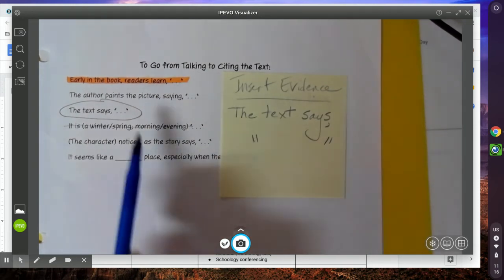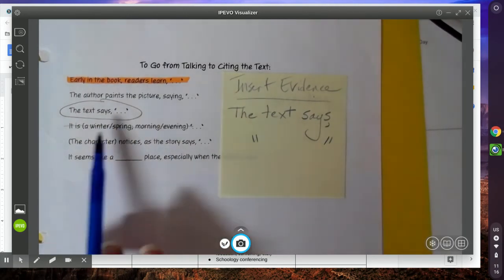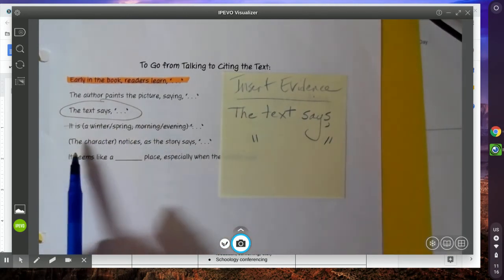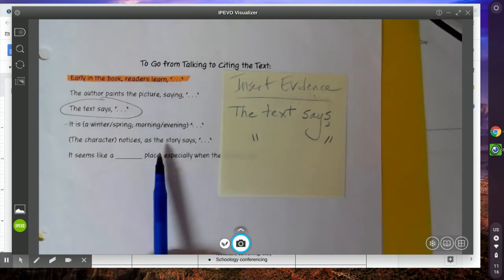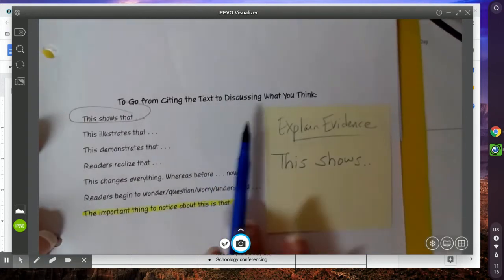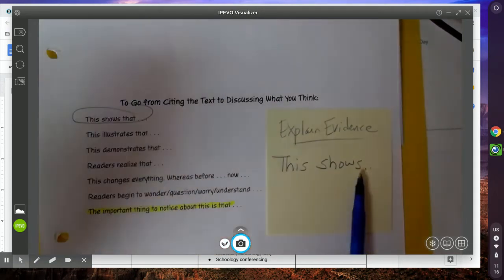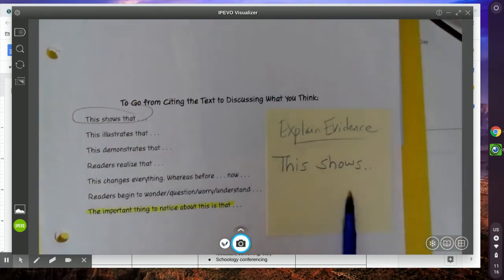Or we could say the author paints the picture saying blah, blah, blah, or the text says. Or Will notices as the story says, and in quotes, the evidence. To go from citing the text to actually saying what you think, you have to explain how that evidence shows what it is you're trying to prove.